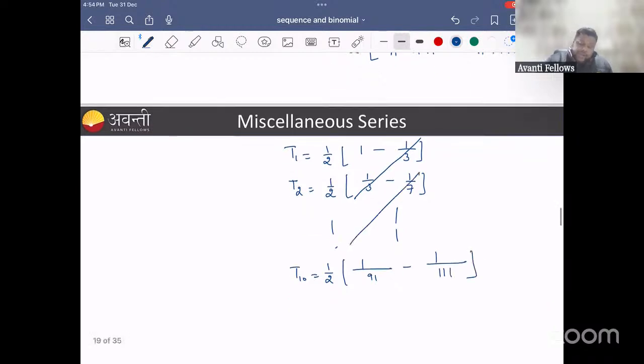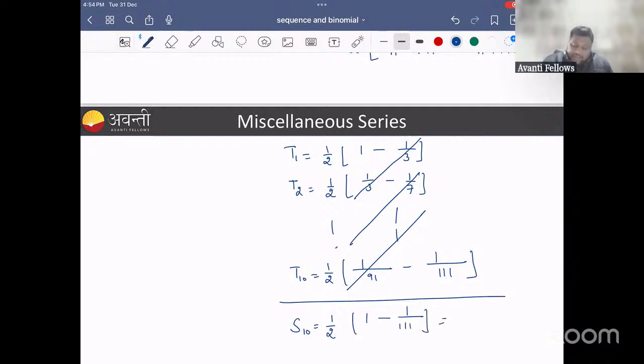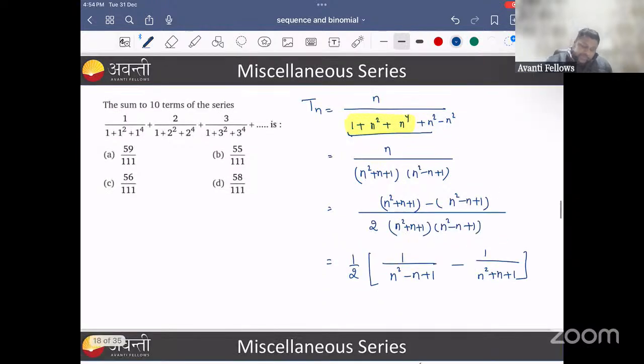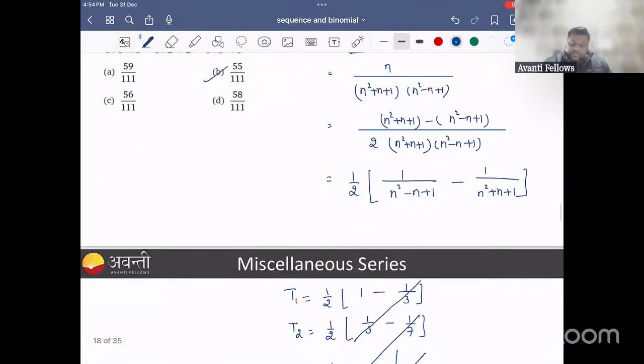So if you add all of them, these will cancel. So the sum up to 10 terms is going to be half of 1 minus 1 upon 111. That is 55 upon 111. This is going to be the correct answer. Understood?